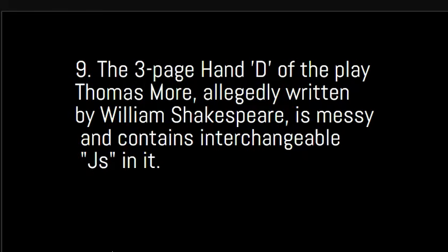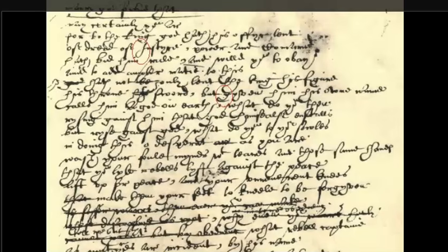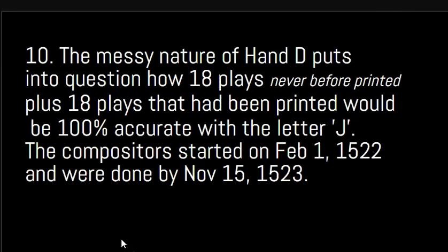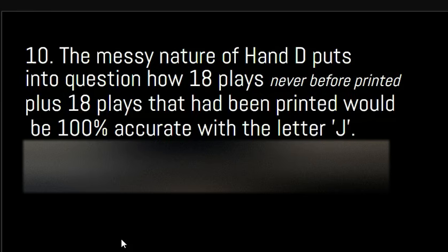The 3-page Hand D of the play Thomas More, allegedly written by William Shakespeare, is messy and contains interchangeable J's in it. Here's what I mean. Do you see these things? Now, if you're a compositor, you've got to figure out, is that a T or a J, an I? Number 10, the messy nature of Hand D puts into question how 18 plays never before printed, plus 18 plays that had been printed, would be 100% accurate with the letter J. The compositors started on or about February 1st, 1522, and were done by November 15th, 1523.